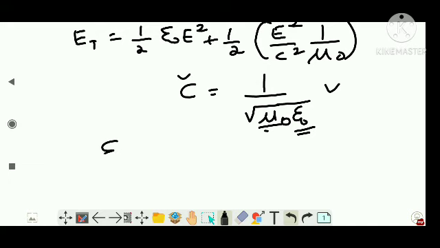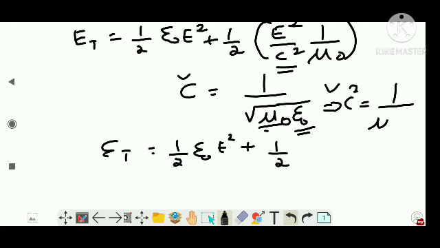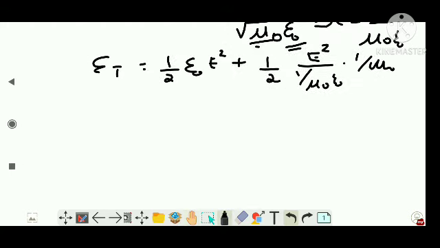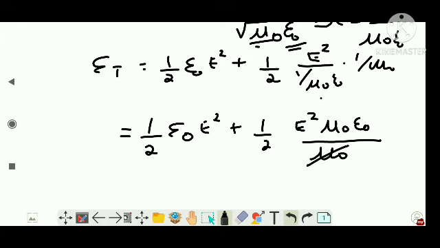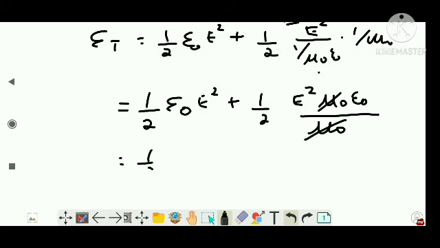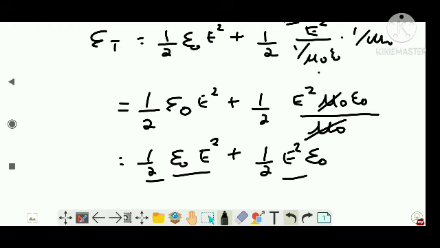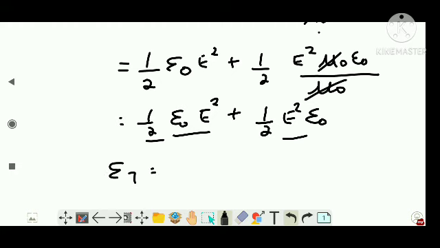Anyways, so energy per unit volume is half epsilon naught E squared plus half, now in place of C squared, this C squared becomes 1 by mu naught epsilon naught, so here I can write E squared divided by 1 by mu naught epsilon naught into 1 by mu naught, right. So half epsilon naught E squared plus half E squared mu naught epsilon naught divided by mu naught, so this mu naught cancels out, and you will get half epsilon naught E squared plus half E squared epsilon naught. So these two terms are the same, half plus half becomes 1, so I can write energy per unit volume is epsilon naught E squared, right?